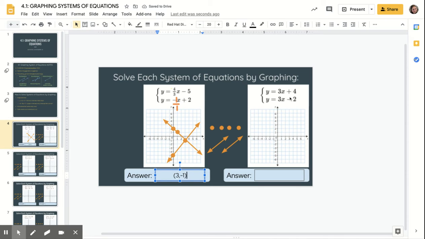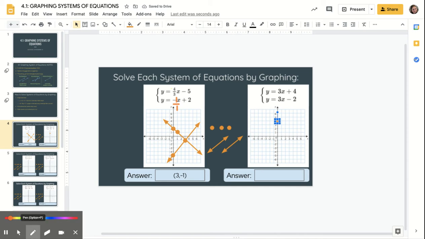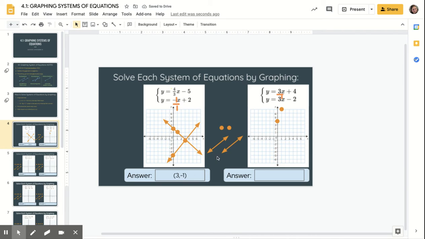Over here, I'm going to start at up 4, and I'm going to go up 3, over 1, which means my next point will be right here. I'm going to put one of my lines through those two points. Perfect. And then my other line starts at -2.